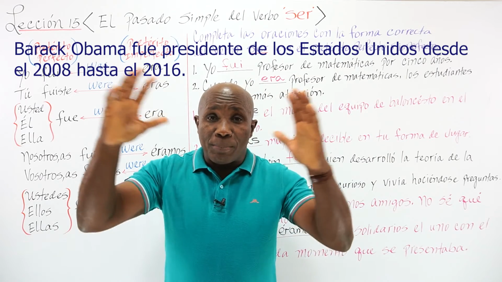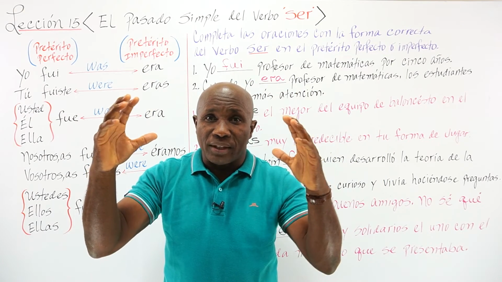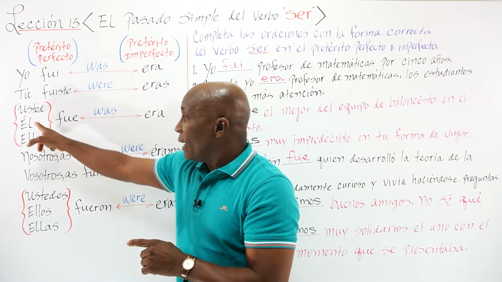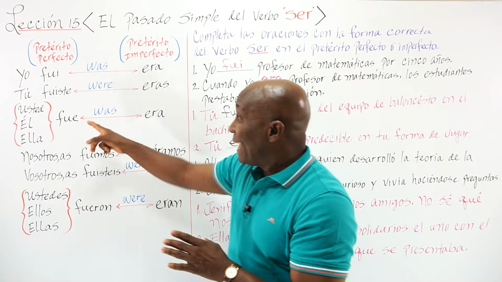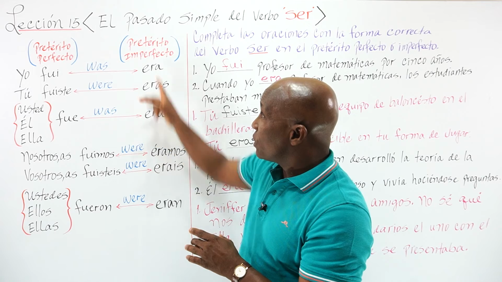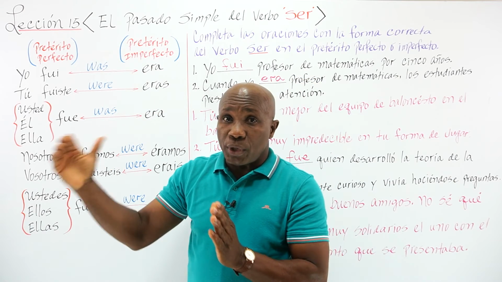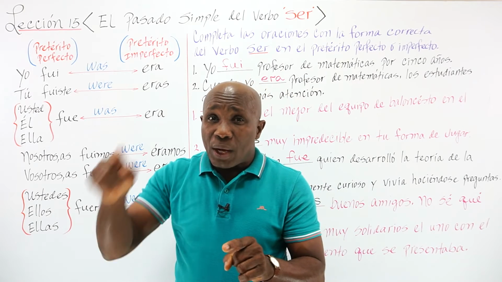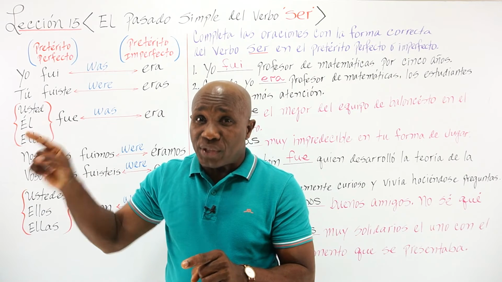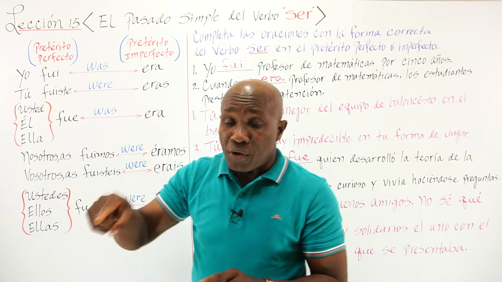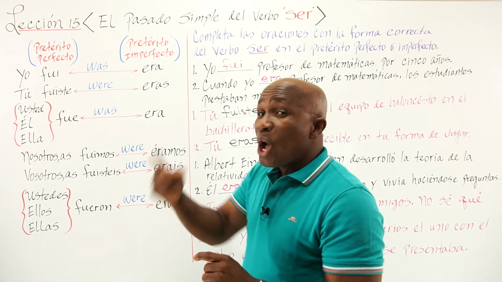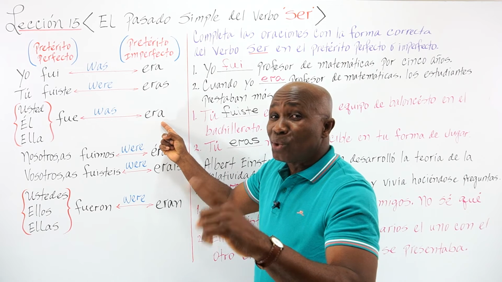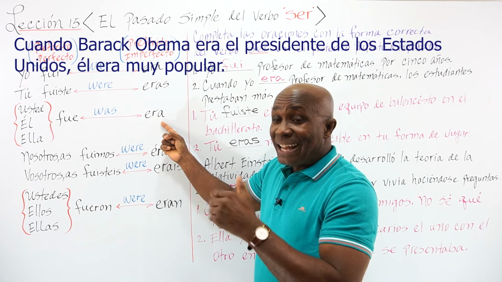That's over with. That's a period of time. That was a situation, a condition, right? That's history. That's it, right? In this case, we use fue. Él fue. All right. Now, él era. You see, era. That's another conjugation, the preterit imperfect, to talk about an ongoing situation. When Barack Obama was the president of the United States, he was very popular, right? Cuando Barack Obama era el presidente de los Estados Unidos, él era muy popular.